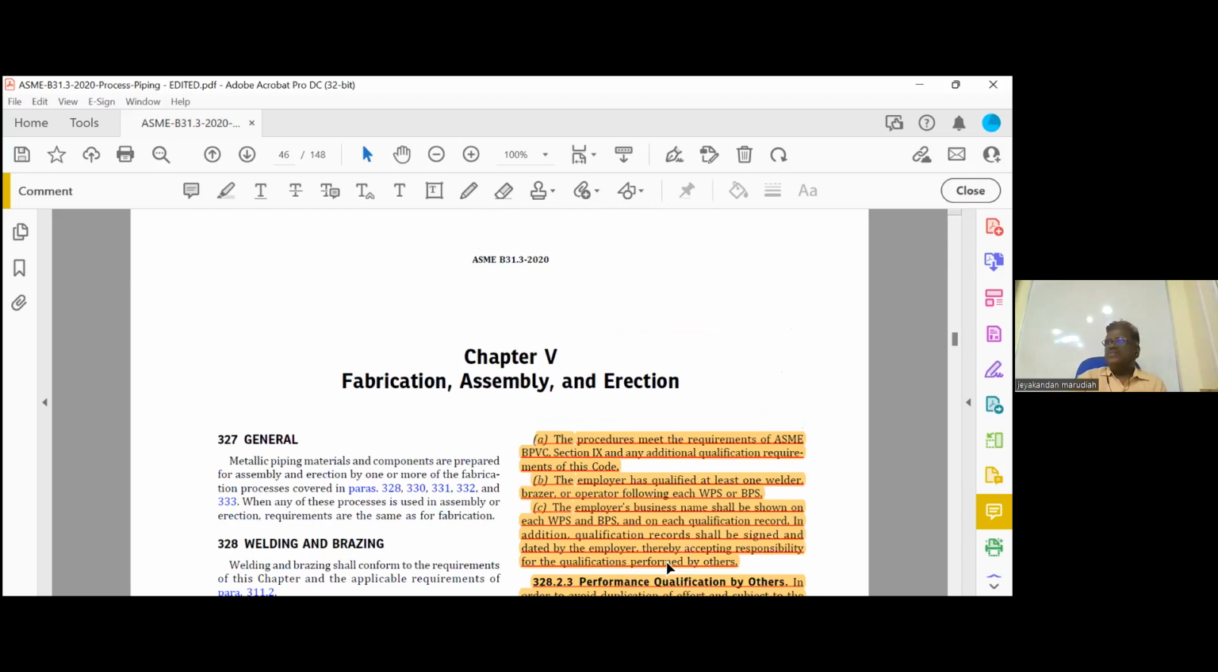Chapter 4 is not there, because it is only a list of specification numbers, 3 pages. So that's why we removed it. That's not a question. Chapter 5, fabrication, assembly, and erection. This chapter will have around 3 to 4 questions.